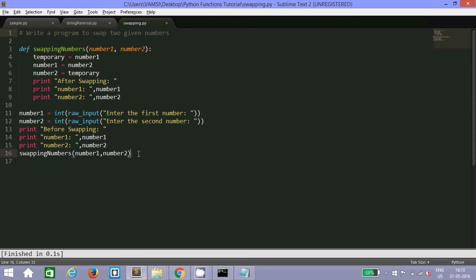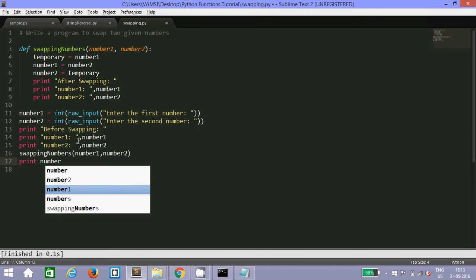We're able to swap the numbers. And also let us see what are the values of the variables number one and number two. I mean, here I'm referring to the global variables. Let us see what are the values of number one and number two.